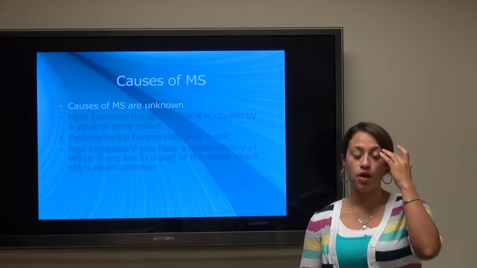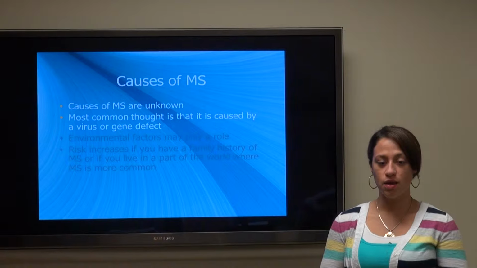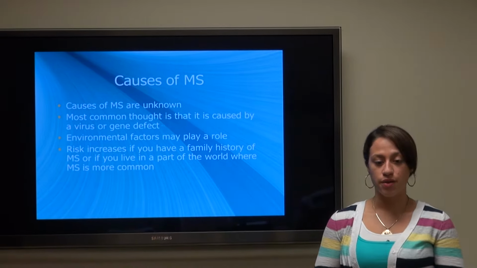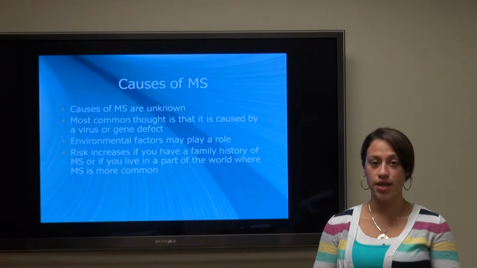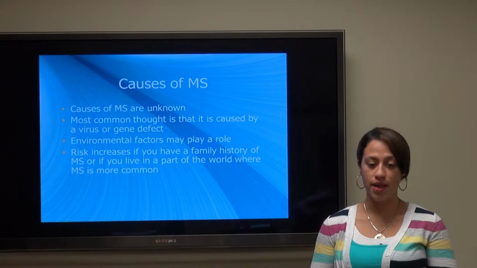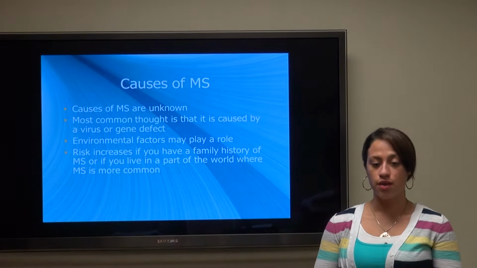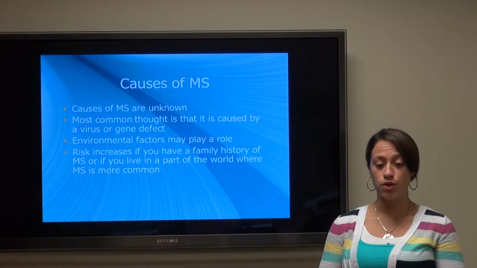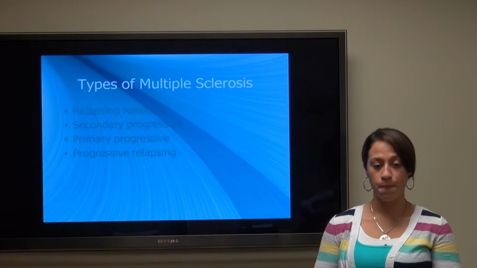So what are some of the causes of MS? Basically, the causes are unknown. It's most commonly thought that they're caused by a virus or a gene defect. However, it is thought that environmental factors may play a role. The risk does increase if you have a family history of MS or if you live in a part of the world where the risk is more common.